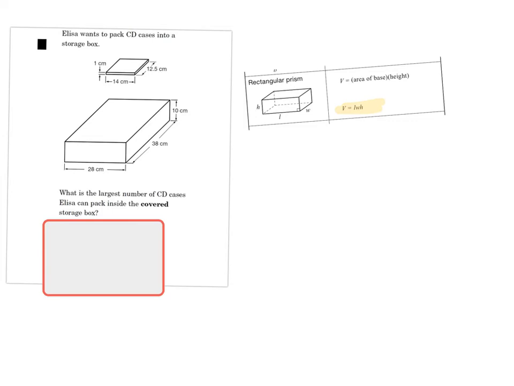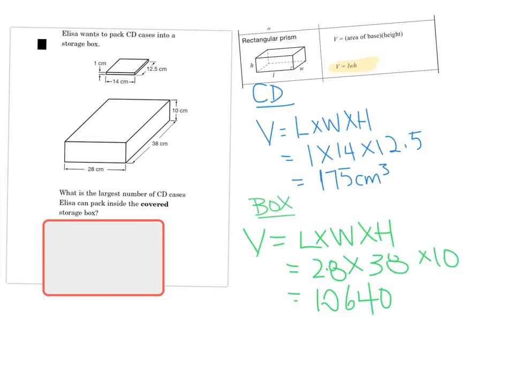So I'm going to begin calculating volumes. I calculated each of the volumes. So the volume of the CD case is 175 cubic centimeters, and the volume of the box is 10,640 centimeters cubed. So what I need to do is find out how many of these will actually fit in here. And in order to do that, I think division will work best.